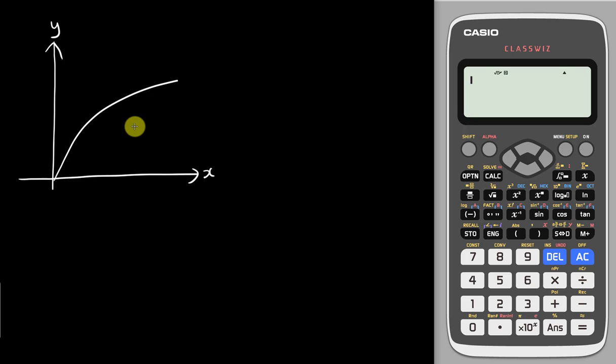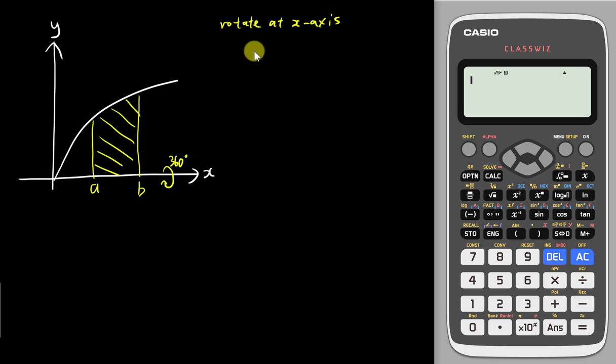If I want to find the volume rotated on the x-axis from A to B, that means I only want this area here rotated on the x-axis 360 degrees. What I will do is apply the formula. In order to rotate on the x-axis, it will be pi, then from A to B, and this one rotating on the x-axis will be dx, then here will be y squared.